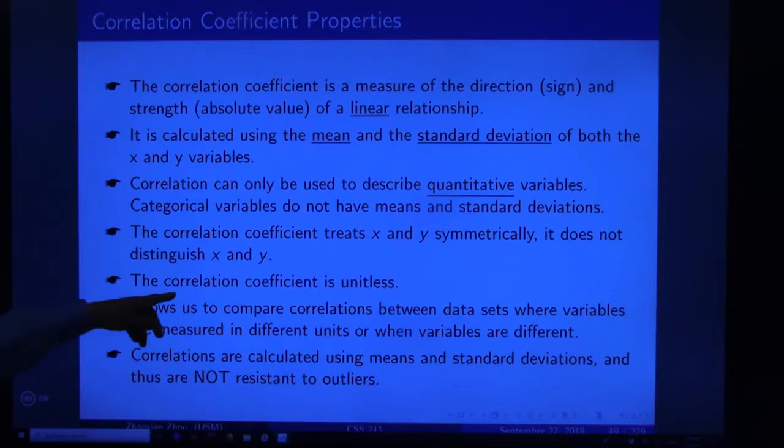The correlation coefficient is unitless because the z-score is unitless. When you calculate this score, it does not give us a unit. The z-score is unitless. The product of these scores is also unitless, so the correlation coefficient is unitless. It's only a number.